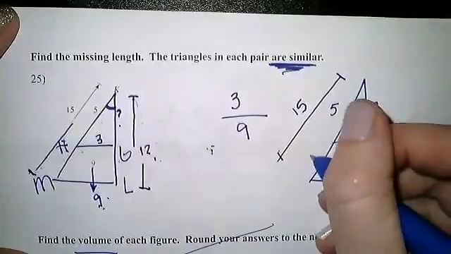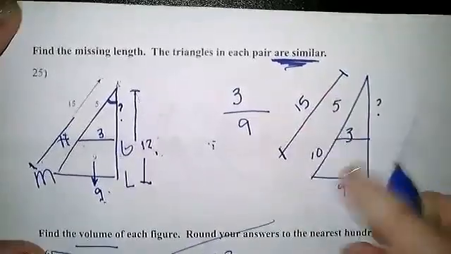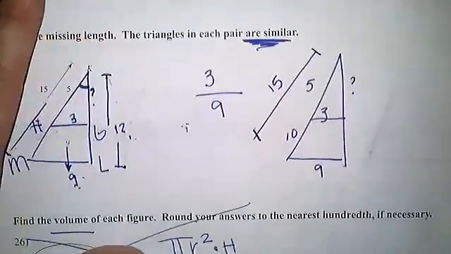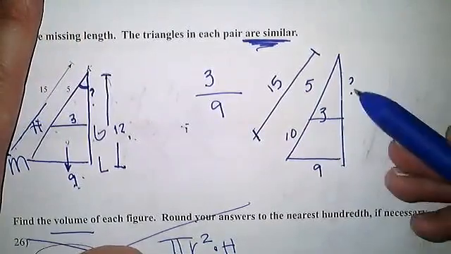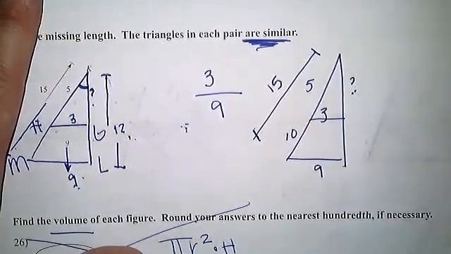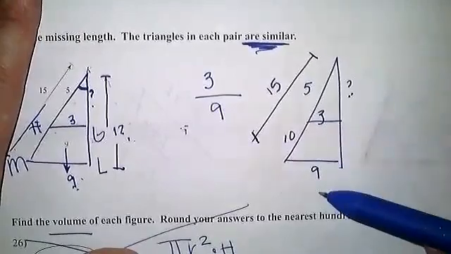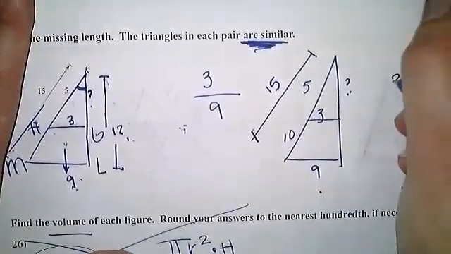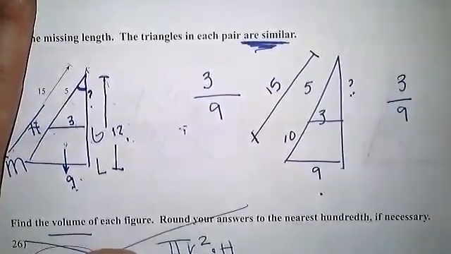Okay, I know this little guy's 10. I'm just gonna put that on there because 10 plus 5 is 15, just in case I need it. So I'm trying to find this little guy. Ooh, okay, I know 3 to 9 is the first one. This is a lot better for me now that I can see it.